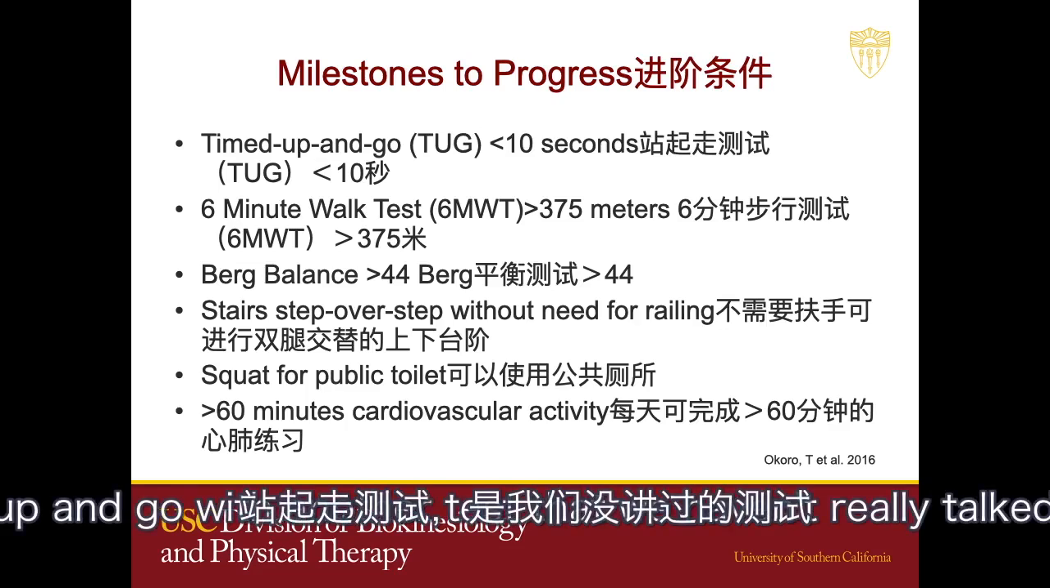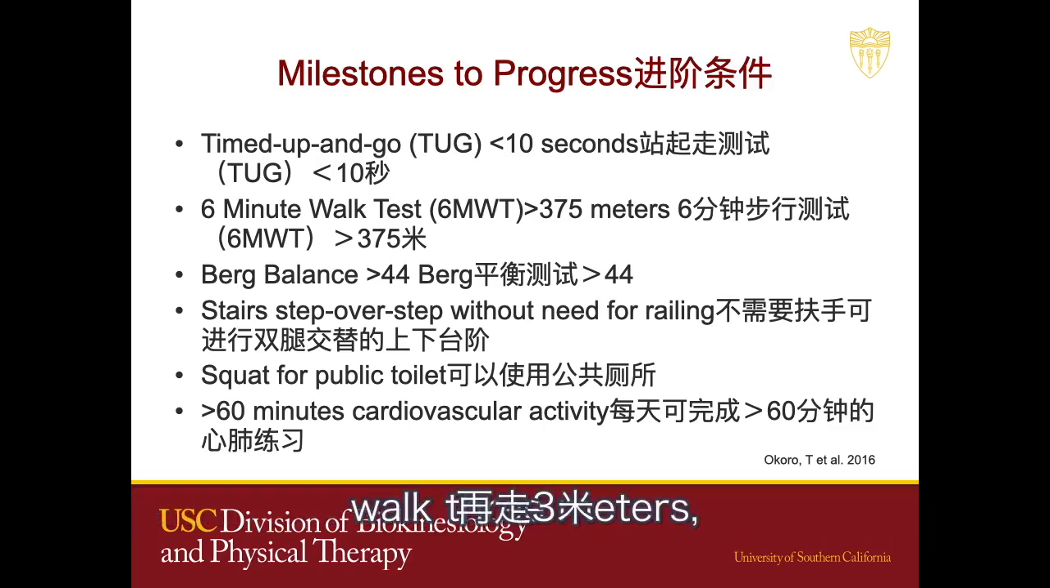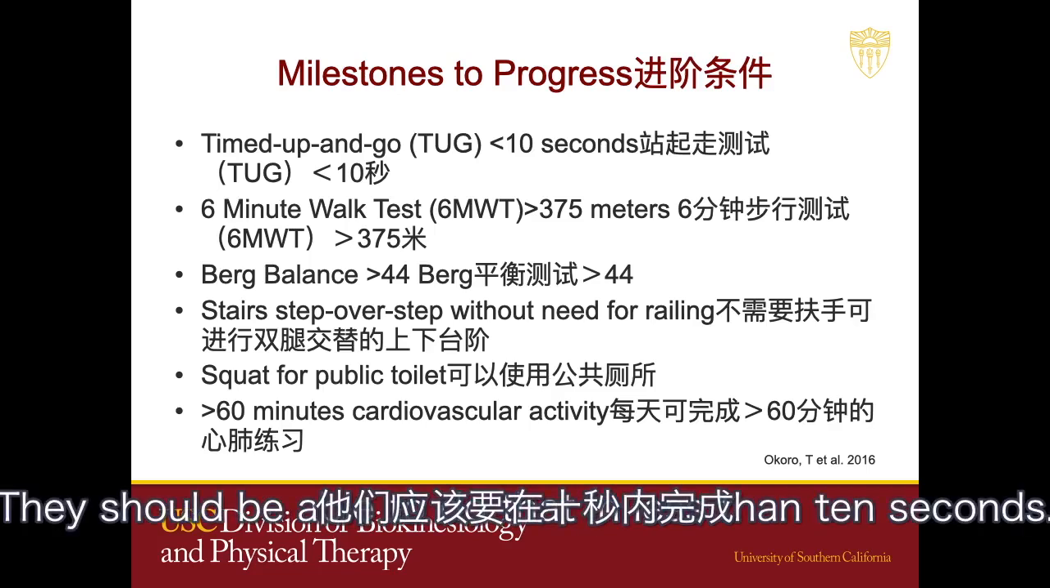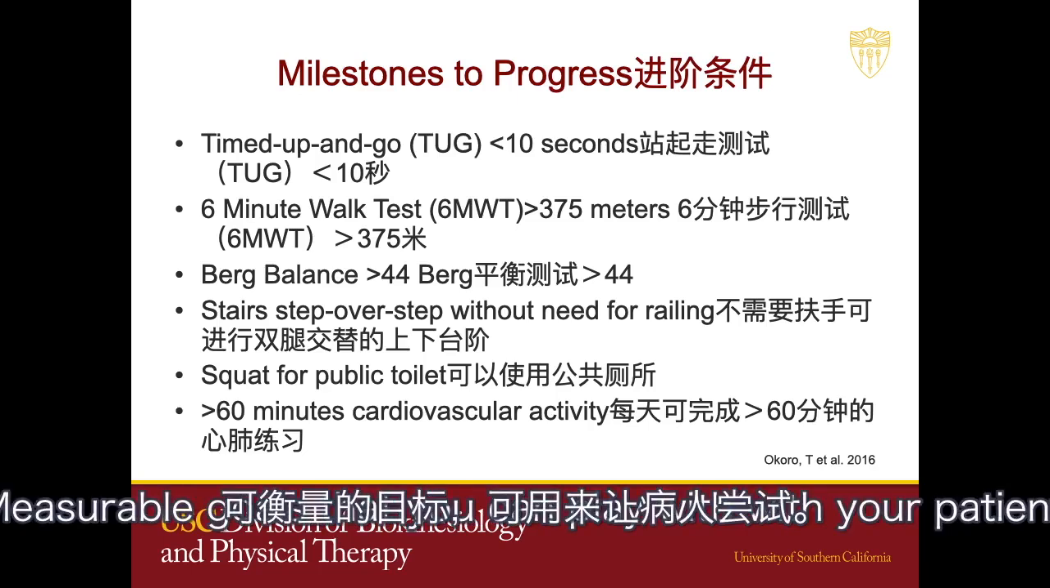Timed up and go is another test that we haven't really talked about, but it's a much shorter and easier functional test that you can do. They're basically just sitting in a chair, and you instruct them to stand up, walk 3 meters, turn around, and sit back down. They should be able to do that in less than 10 seconds. So again, these are all really easy measurable goals that you can play with your patient.